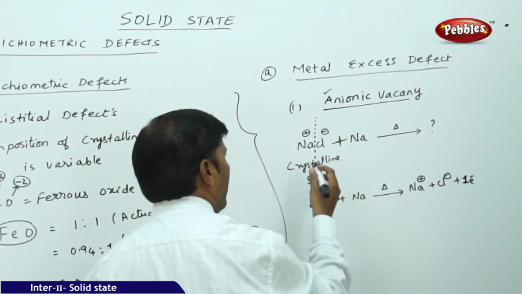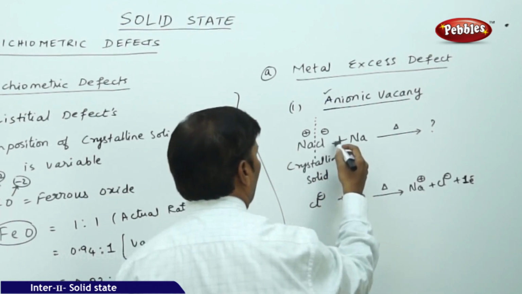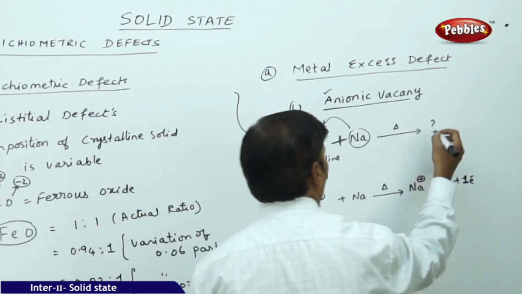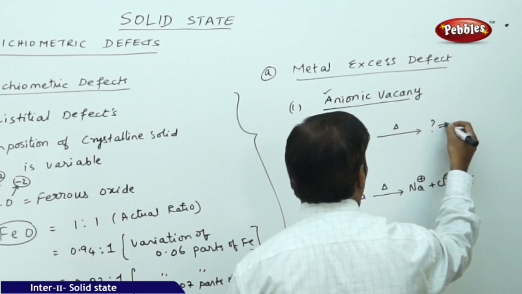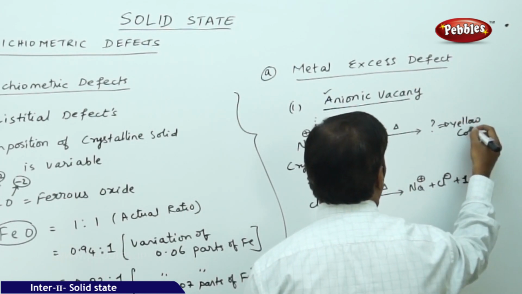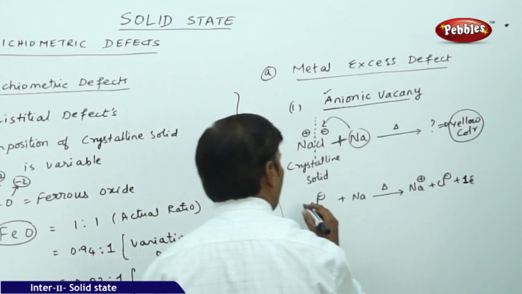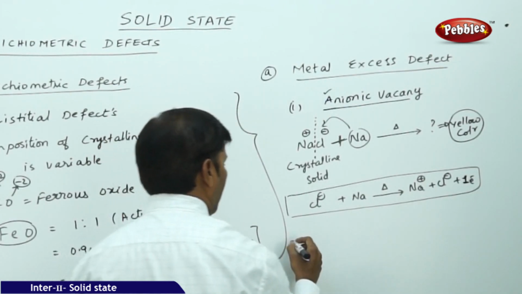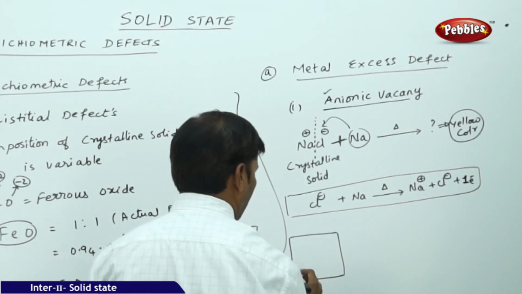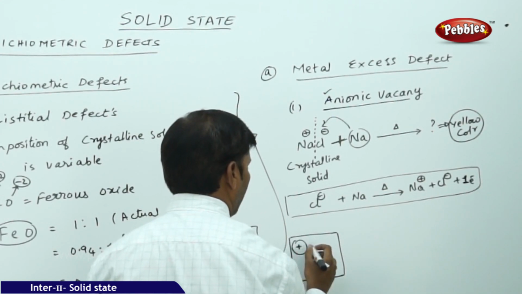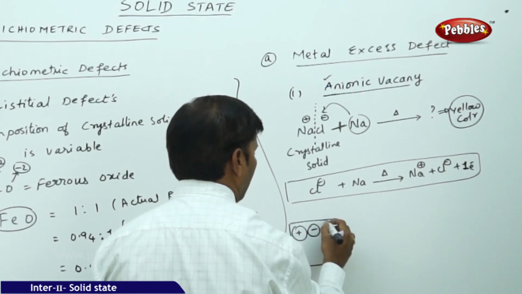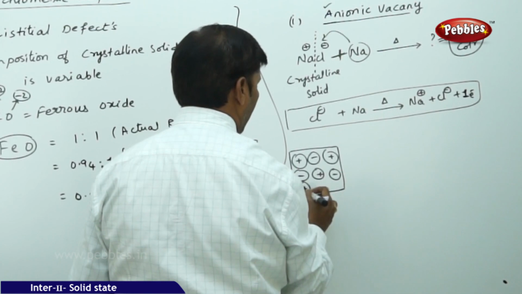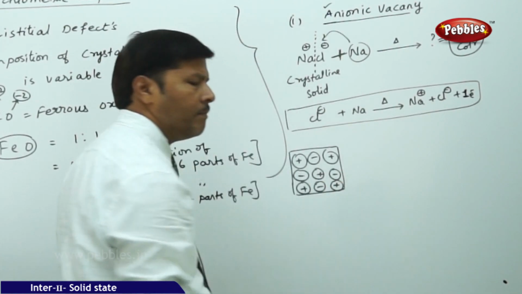What is happening is that when you add metallic sodium to the sodium chloride and heat it, the entire sodium chloride acquires a yellow color. This is because of the mechanism taking place. So what is exactly happening? Suppose I take a crystalline solid with a cationic site, an anionic site, again a cationic site, anionic, cationic, and again anionic, cationic, anionic, and cationic.